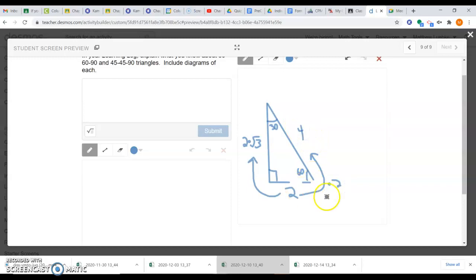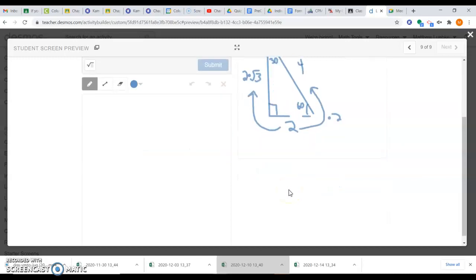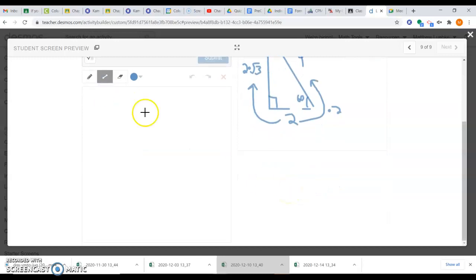So this is the pattern that's always going to exist. Your hypotenuse is always 2 times bigger than your short leg, and your long leg is always square root of 3 times bigger than your short leg. We'll see a couple more examples after we get to the 45-45-90.